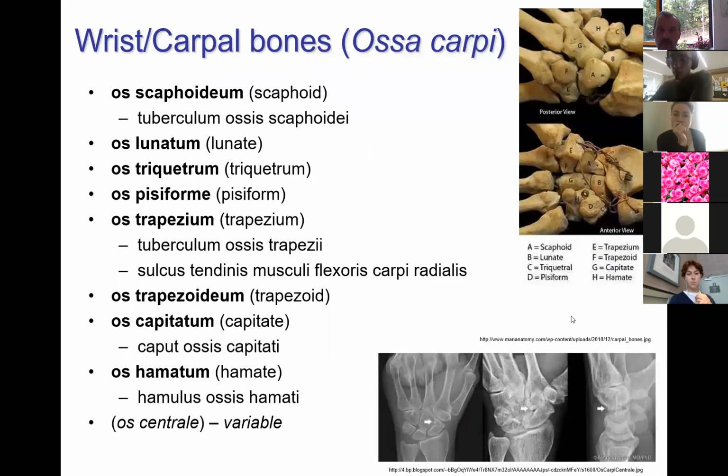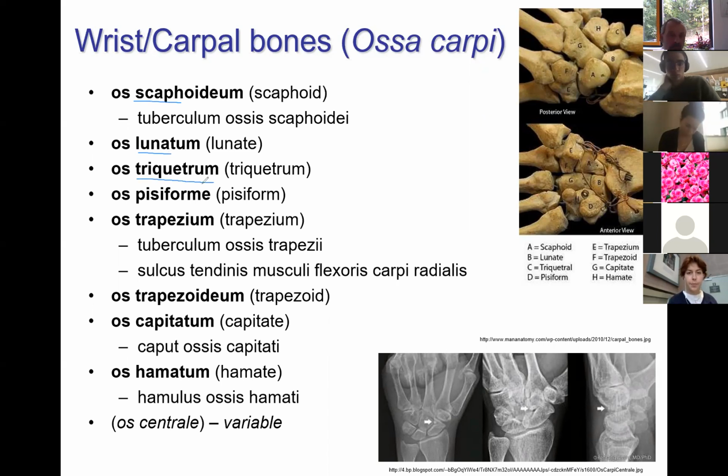And now let's talk about the carpal bones. We have 8 of them. So the first is called scaphoid. Scapha means a boat. Yeah? So this bone should look like a very shallow boat. The second one is called lunate. Luna is a moon in Latin. It has a shape of a half moon.